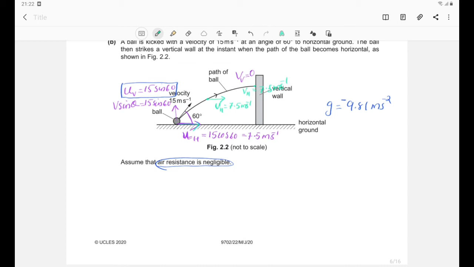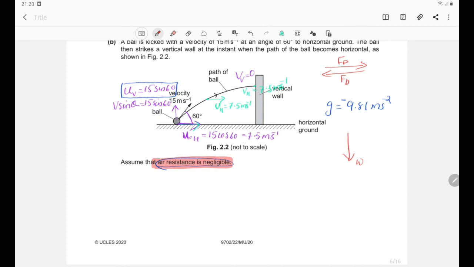Why is it so? That is the question. The reason is, as they have mentioned, air resistance is negligible. As air resistance is negligible, there is no horizontal force in any direction acting on the ball. There is only one force acting on the ball, that is the force due to gravity, its weight.